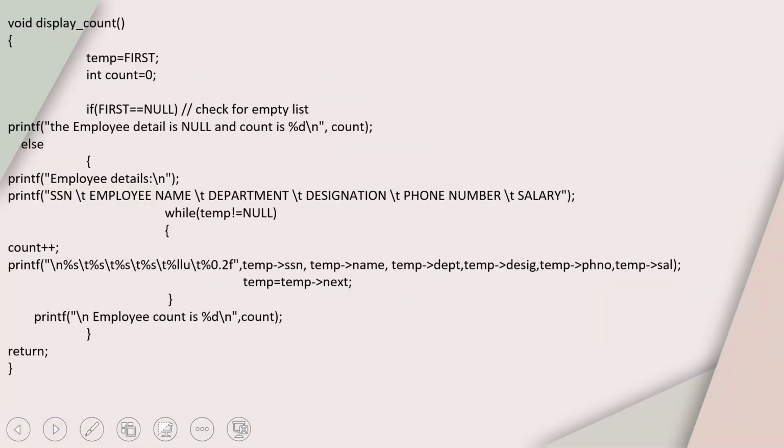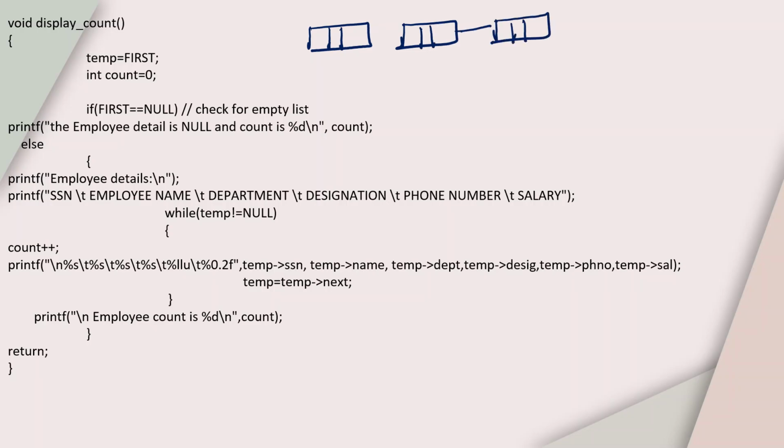Okay, so let me go to the next part. Now display count. That means you have to count the number of nodes. I am having the nodes like these. These are my nodes. This is first and the pointer, and this will be containing this one's information. This is containing this one's information. Now this is your first node, and this is your end node.